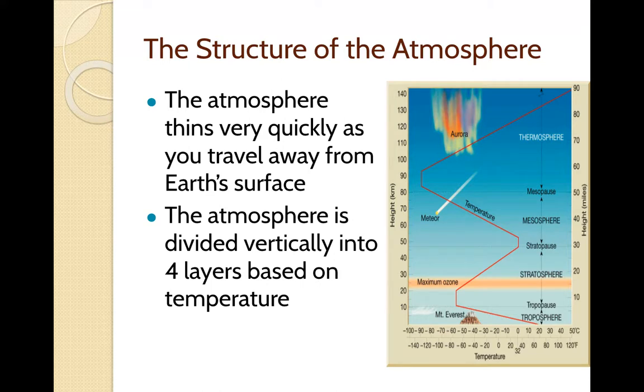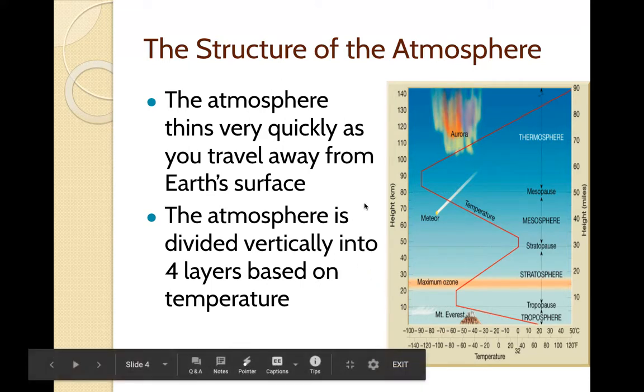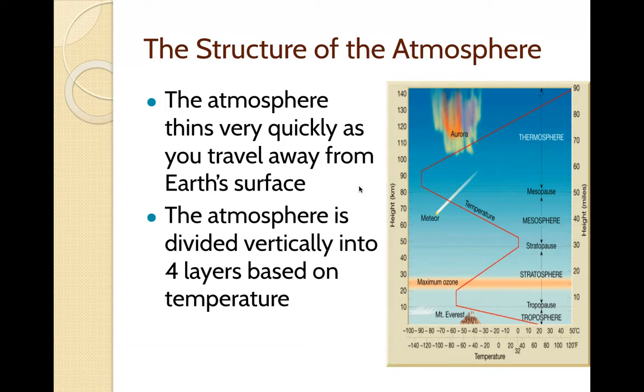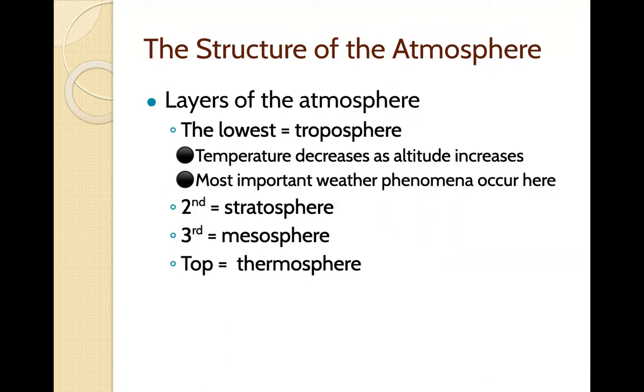Structure of the atmosphere. The atmosphere thins very quickly as you move away from the Earth's surface. The atmosphere is divided into 4 vertical base layers based on temperature. The troposphere, that's where all of the weather occurs. That's where we live. It's the closest to the Earth. The stratosphere, the mesosphere, and the thermosphere are the other 3 layers.